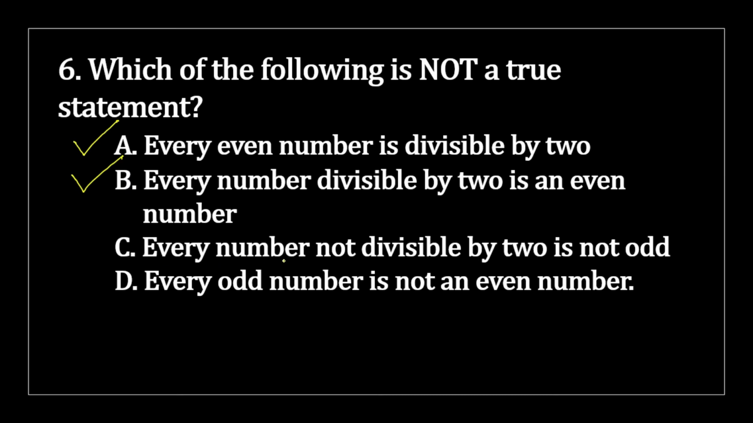Letter C, every number not divisible by 2. So if it is not divisible by 2, then it is odd. But it says here, every number not divisible by 2 is not an odd number. So if it is not divisible by 2, it should be an odd number. But it says here that it is not. So therefore, this is incorrect. On letter D, every odd number is not an even number. This is also correct. So the answer to which of the following statements is not true is letter C.